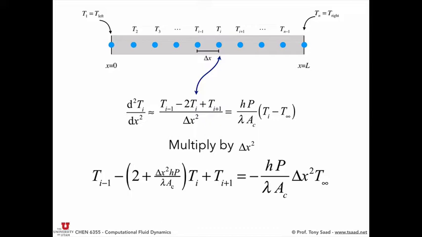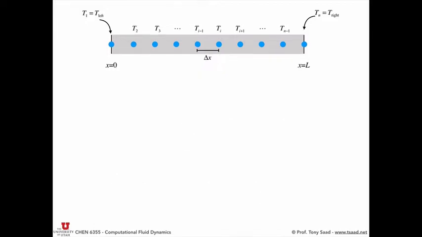So this looks like a linear equation, right? But notice that this only applies at interior points, starting from t2 to t_{n-1}. If this is 2, this will be 1. You can't apply this formula at point 1 because there's no point outside the domain, and besides, you know the value at point 1. Anyway, we'll discuss that in a second.